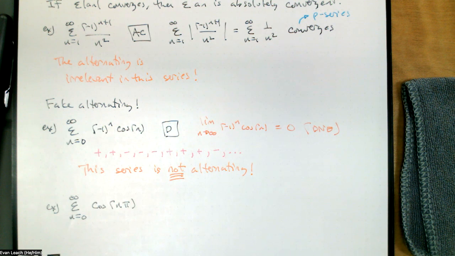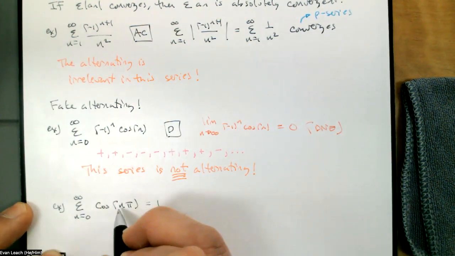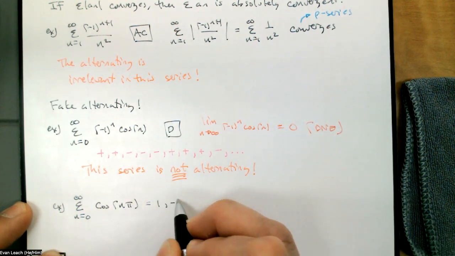This series does not have a -1 to the n in it, but it's an alternating series. It's not relevant because the limit of terms is still not 0, so we don't care. But this is actually an alternating series. This is another way to write alternating starting at positive. Cosine of 0 is 1. Cosine of pi is -1.